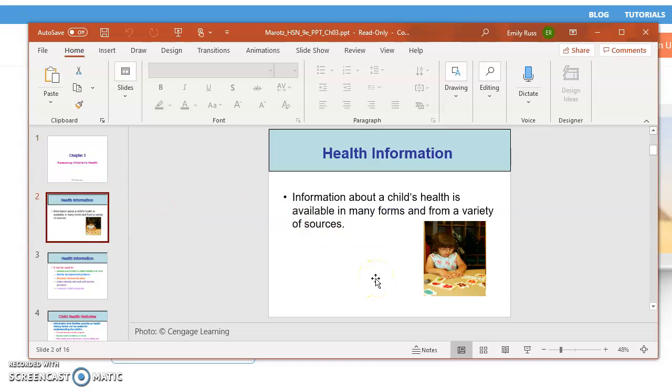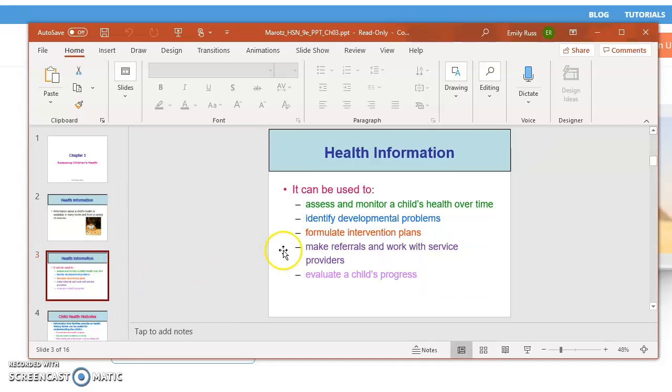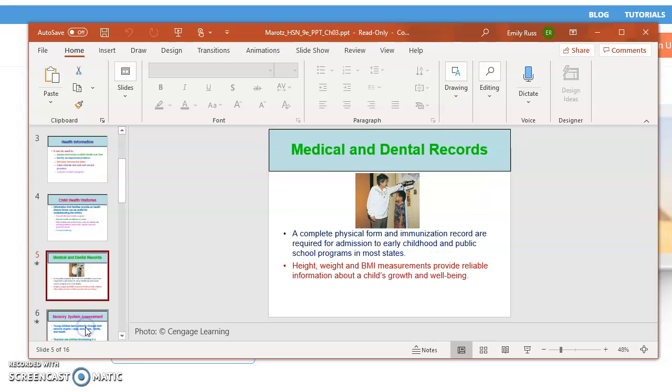Information about a child's health is available in many forms and a variety of sources, and some of the information can be used to assess a child's health over time, identify developmental problems, work on intervention plans, and make referrals, of course, with the parent's permission, and evaluate a child's progress. So also, with teachers, you'll be looking at their medical history. And again, this will help you as the teacher.